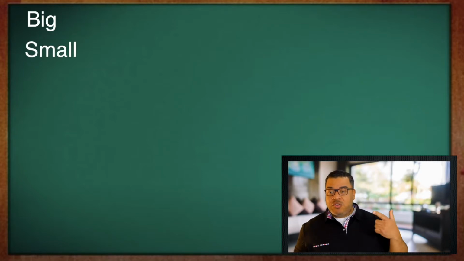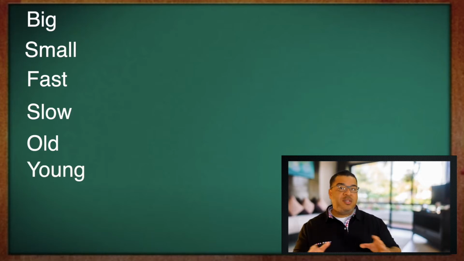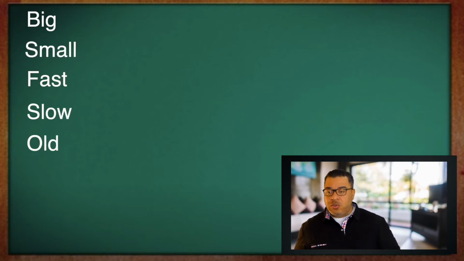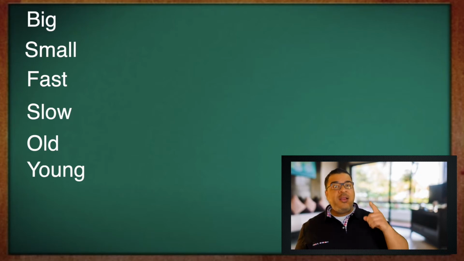Let's take a look at some adjectives right here. You have big, small, fast, slow, old, and young. These are all adjectives. So what superlatives do here, they want to tell you what the biggest thing is, what the smallest thing is, what the fastest thing is, what the oldest thing is. All right, let's look at some examples, and I think it'll make it a little bit clearer. So before we said big, small, fast, slow, old, young. Now let's put these adjectives in a sentence and change them and make them superlatives.